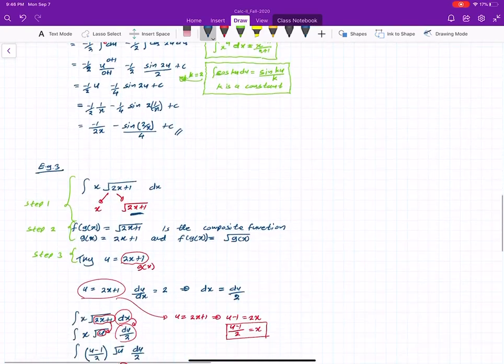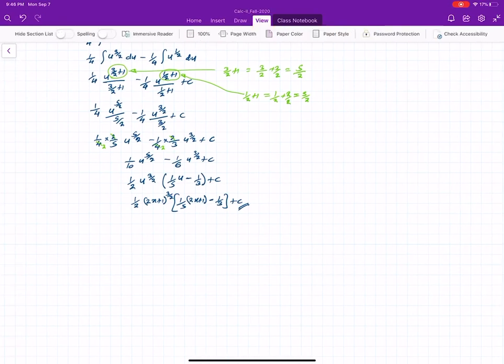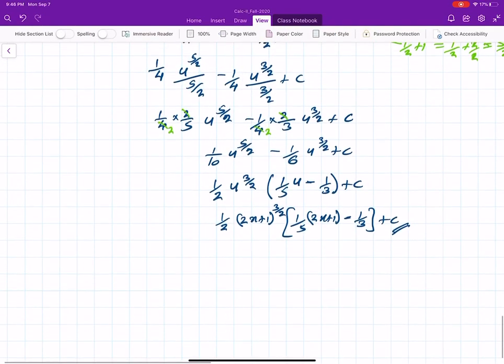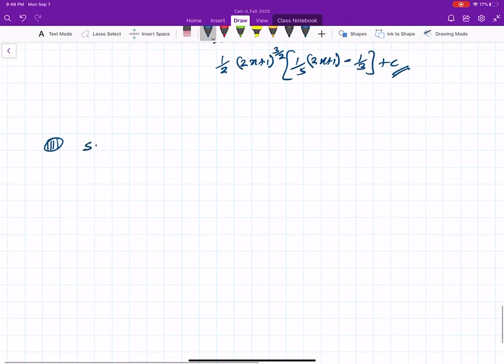Okay, go back. This is the substitution rule for definite integration.